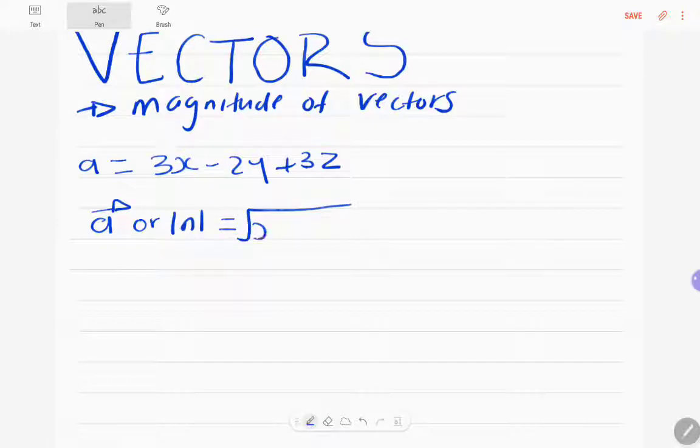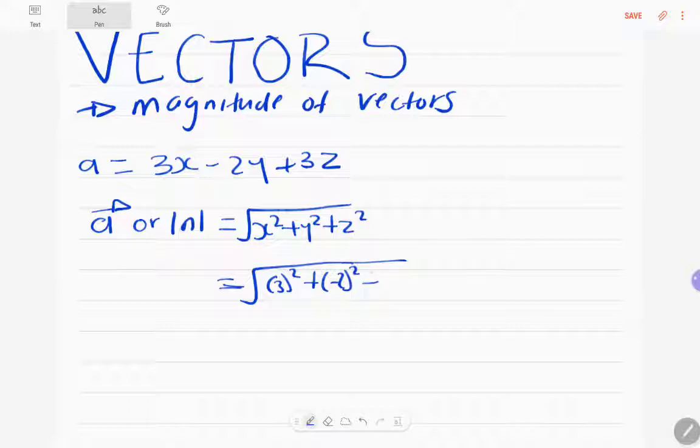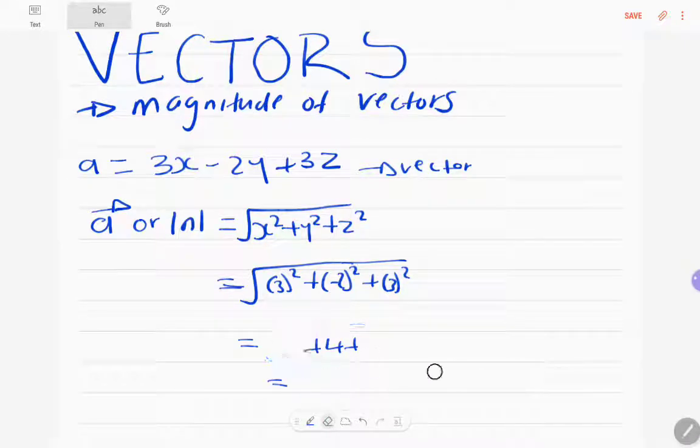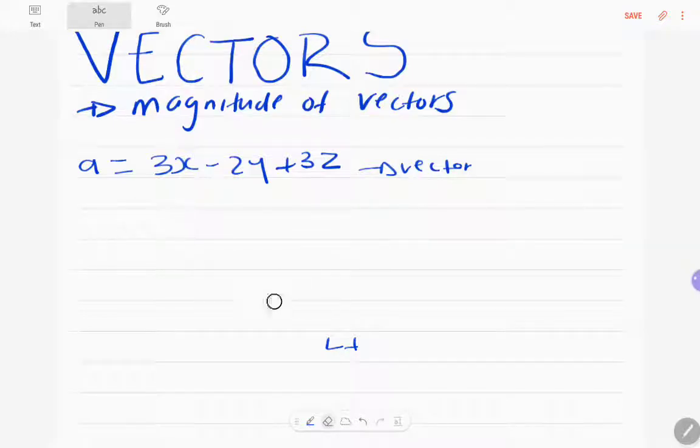It is the root of x squared plus y squared plus z squared. We take the coefficients of x, y, and z, which will be 3 squared plus minus 2 squared plus 3 squared, which is the root of 9 plus 4 plus 9, which is the root of 22. Now this is our magnitude. We have our magnitude and we have our vector. This is how you calculate when you are only calculating the magnitude of a single vector.